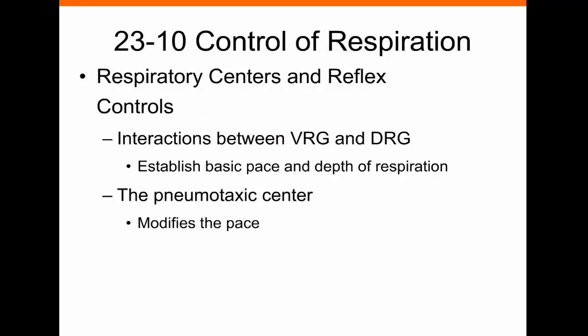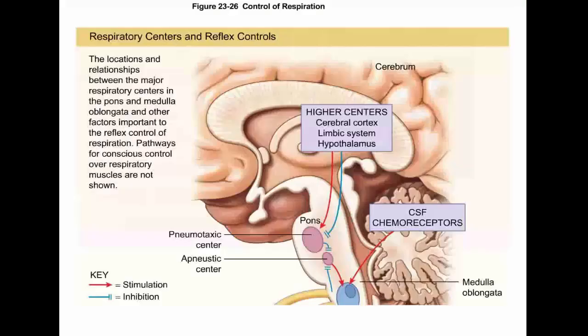So the respiratory center and the respiratory reflex controls, their interactions, as you can see, between the ventral respiratory group and the dorsal respiratory group. And this establishes the basic pattern and depth of breathing. But we also have another center called the pneumotaxic center, and this modifies the pace. So where is this pneumotaxic center located? It's located in the pons.